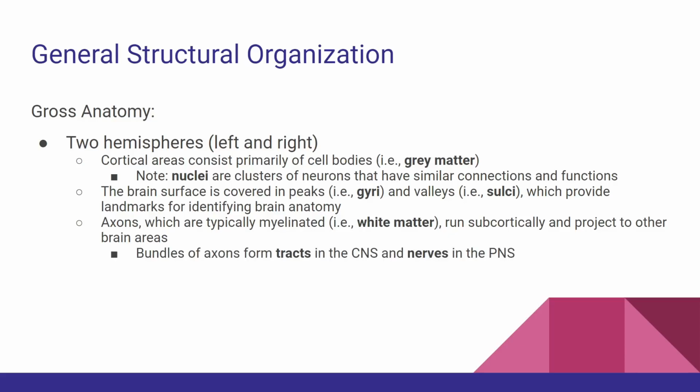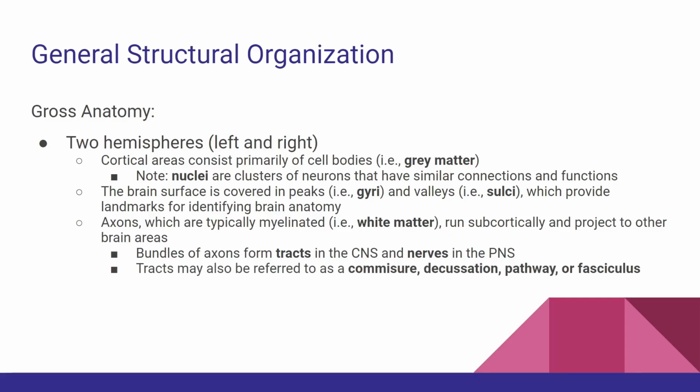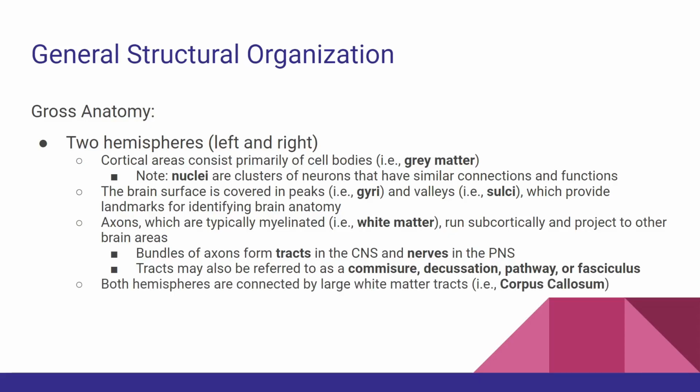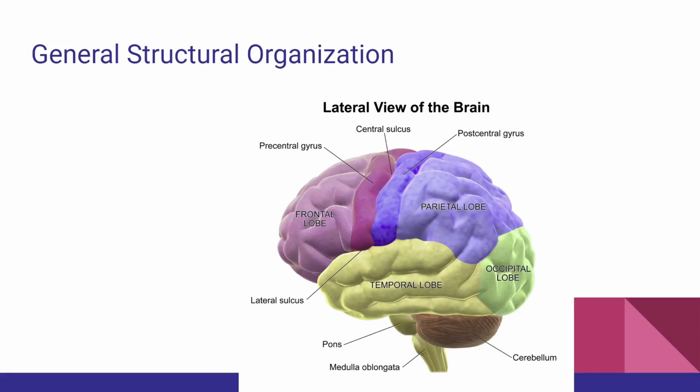And when you have bundles of axons that travel to the same area within the central nervous system, those form tracts or pathways. And if it's outside of the central nervous system, then they're called nerves. And tracts also have other names, including commissure, decussation, or fasciculus. And some of those names depend specifically on how that tract travels within the brain. And as mentioned earlier, both hemispheres are connected by white matter tracts that form the corpus callosum. So this graphic gives a picture of some of the prominent gyri and sulci that help form the broad separations that we make within the brain.